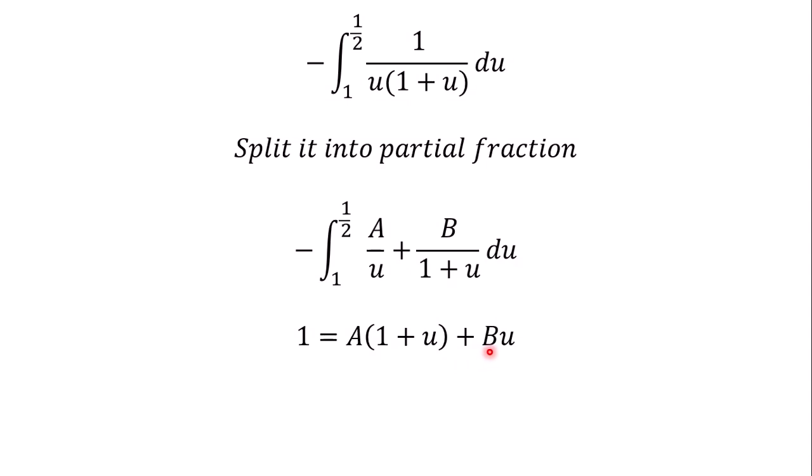So what number are we going to use? Let's look at this side. B times u: when we put u is equal to 0, we can eliminate B because B times 0 will be 0. And here, when you put 0, A will not be eliminated because it is separated by a plus. 1 plus 0 will give us 1, and A by 1 will give us just A. So when you put u is equal to 0, B will be eliminated, leaving A for us to work on to find the value of A. So let's put u is equal to 0.